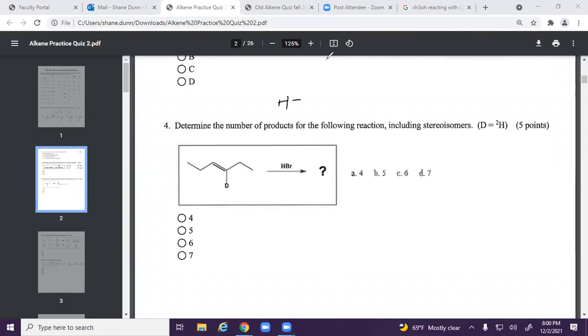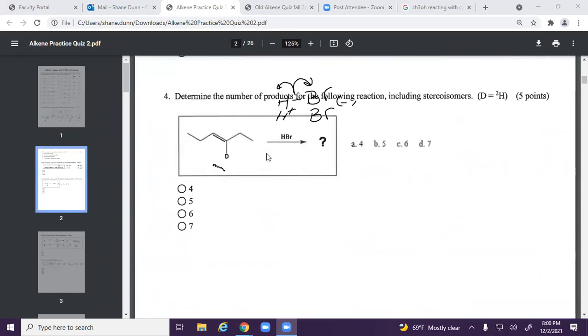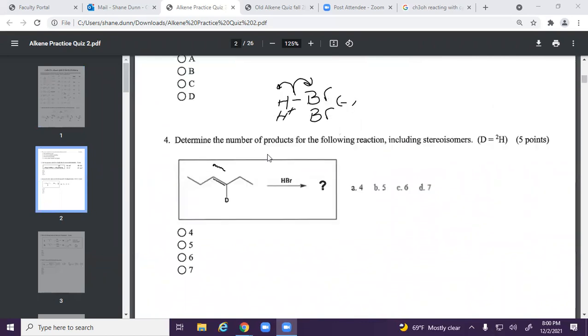So HBr is going to break apart, and you're going to get positive H and a negative Br. Good. This guy right here, going to break. And we can look at the very top, actually, and we can see HBr with nothing by itself is Markovnikov. That's nice. So this guy by itself is Markovnikov. So we can assume everything works out where it should. The positive charge comes here, negative charge goes there, as that bond is gone.